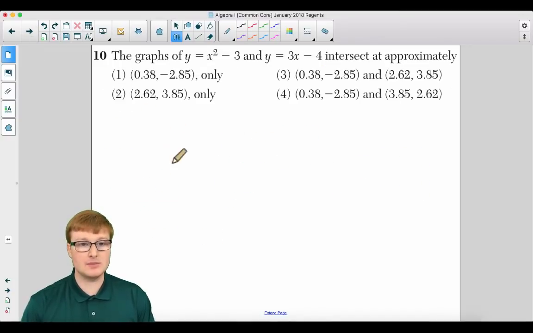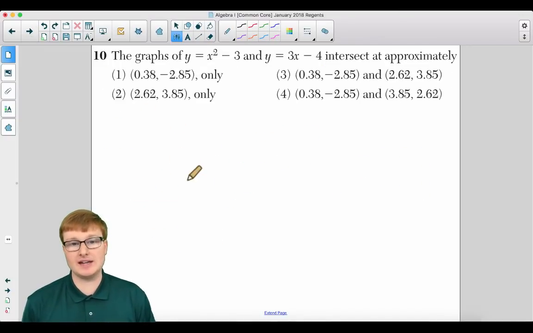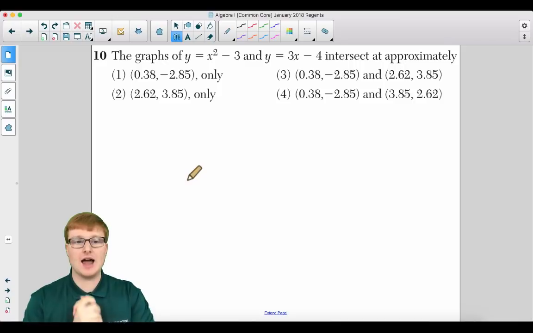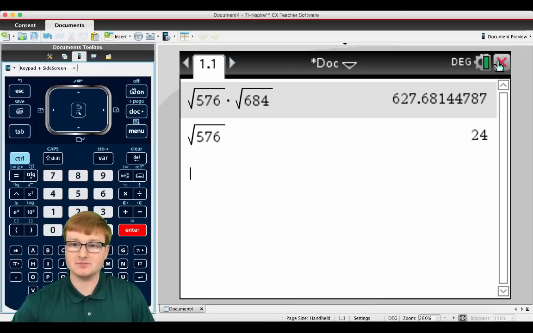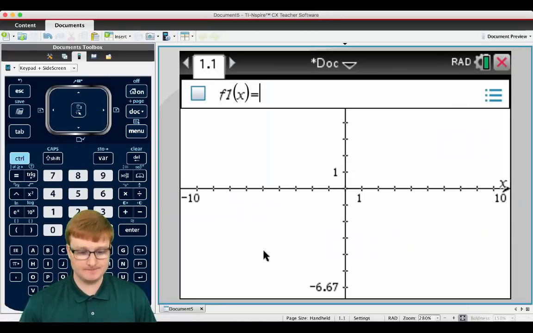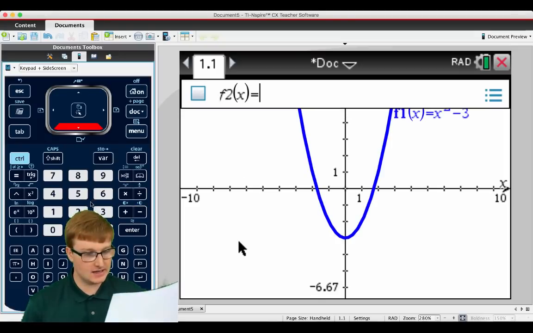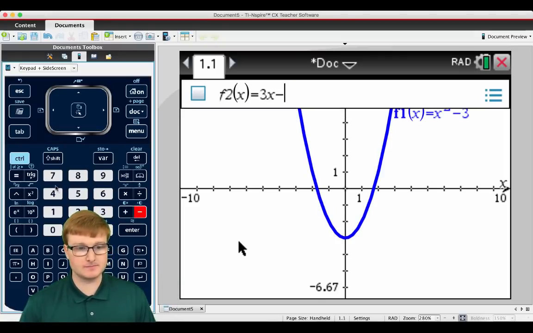Moving on to number 10. The graphs of y equals x squared minus 3 and y equals 3x minus 4 intersect at approximately what? So for all of these numbers that you see here, I would highly recommend that you use your graphing calculator. So let's go to our graph. Let's type in x squared minus 3 and 3x minus 4.